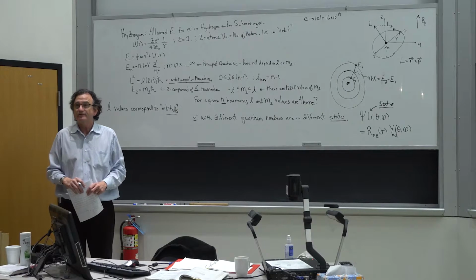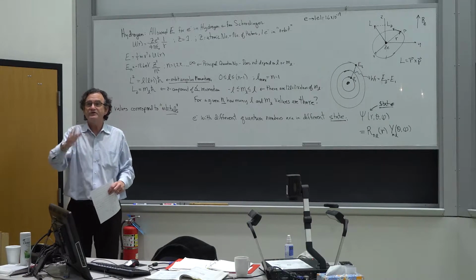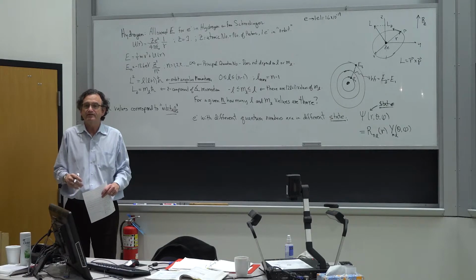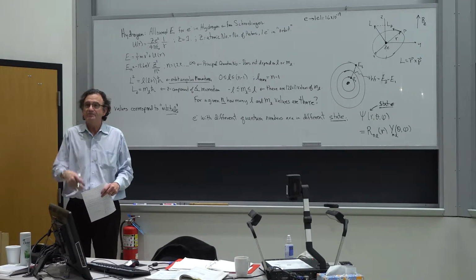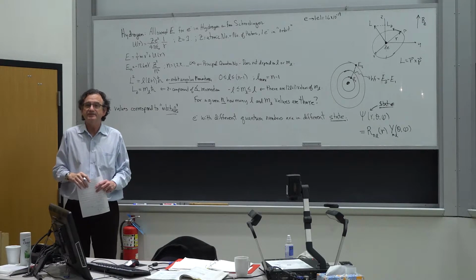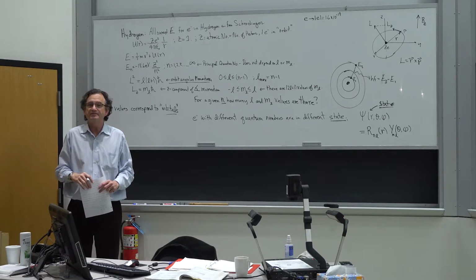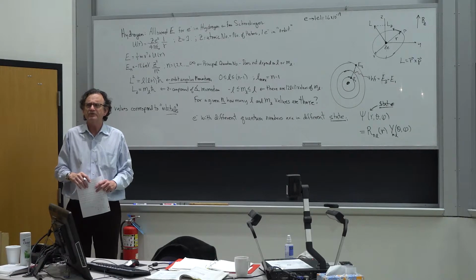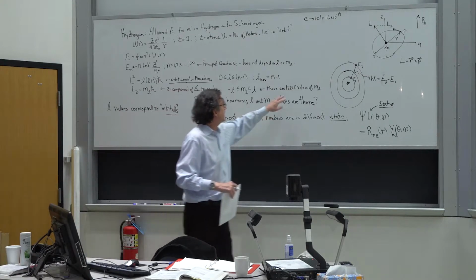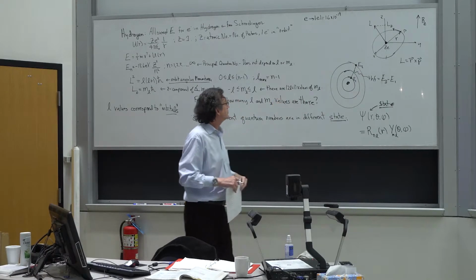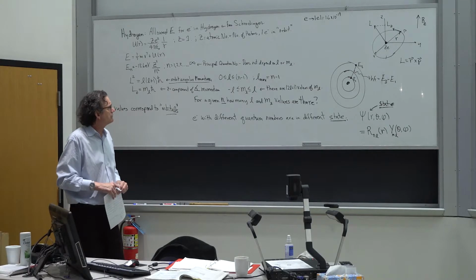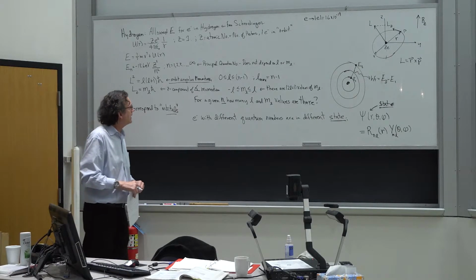Okay. I go from minus 3, minus 2, minus 1, 0, plus 1, plus 2, plus 3. There's 7 values. Minus 2, minus 1, 0, plus 1, plus 2. There's 5 values. Okay. That's for L equals 2. For L equals 2, there'll be 5 different values of M sub L. For L equals 3, there'll be 7 values of M sub L, and so forth. Okay? All right.